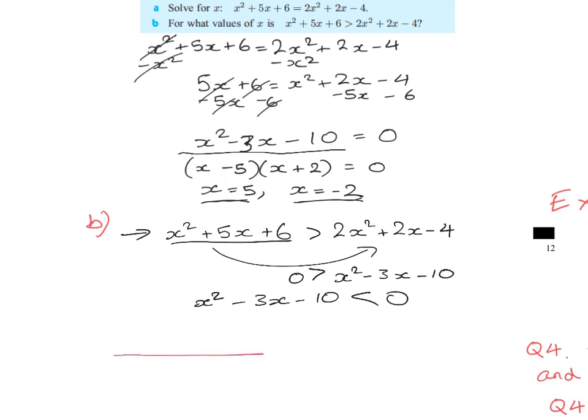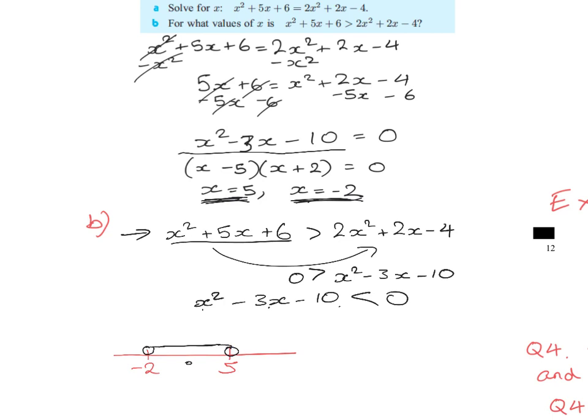So my critical values for that quadratic were found before at 5 and negative 2. So let's put those on our sign diagram, 5 and negative 2. Now, what's a number in between negative 2 and 5? Well, that 0 would be in between there, wouldn't it? So let's put 0 in here. If 0 minus 10, oh, that is negative. So this area is good. In between negative 2 and 5 is good. We wouldn't include 5 or negative 2 because that's when it equals 0, not when it's less than 0.